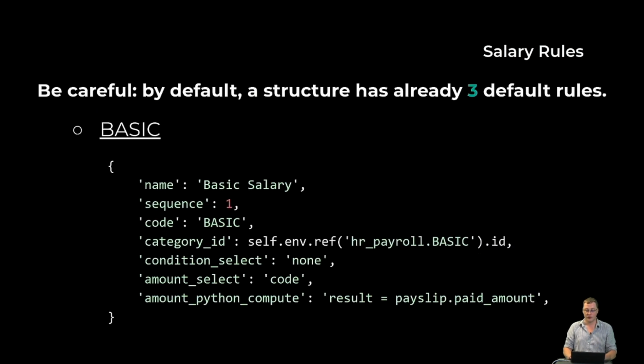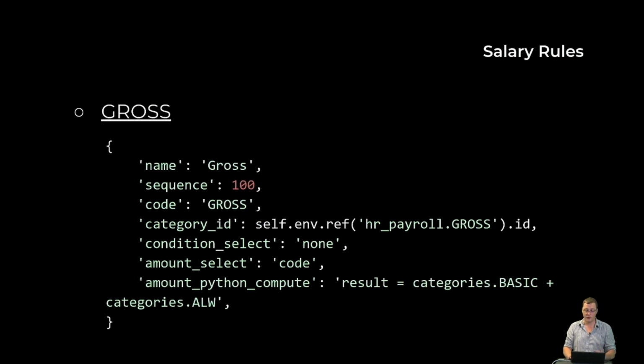By the way, you should be careful about one thing. By default, when you create a new structure, you already have 3 default rules. The first one is the basic salary and is equal to the paid amount, which means the wage minus the unpaid amount. The second rule is the gross salary, which is equal to the basic salary plus the allowances.